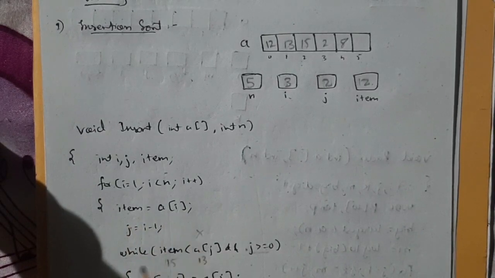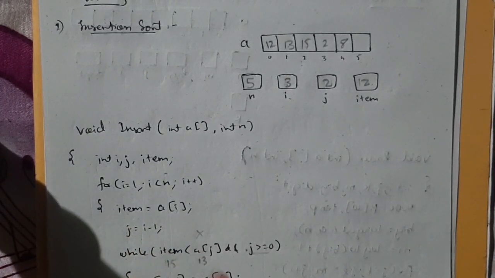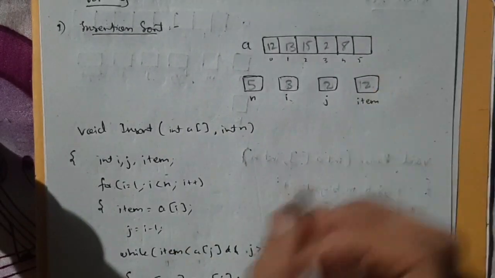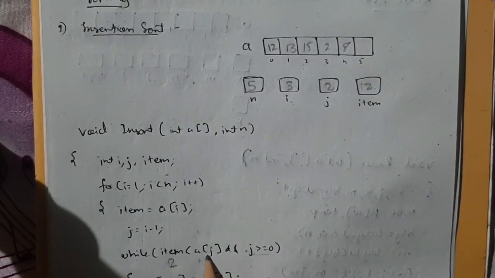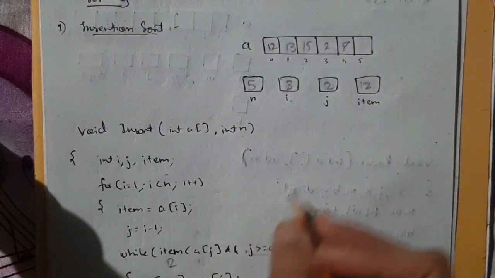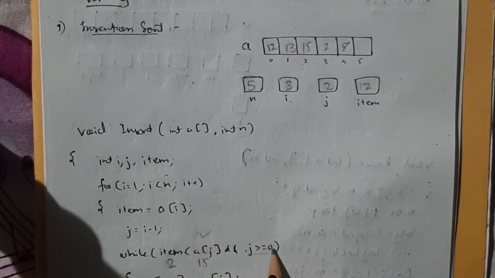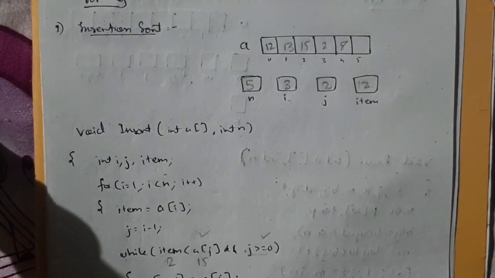Now item is equal here. While item is less than a of j. What's item? 2. While 2 is less than a of j. A of j means, what is j? 2. A of 2 is 15. While 2 is less than 15, correct? J is greater than 0. Yeah, fine. So it will come inside this loop.